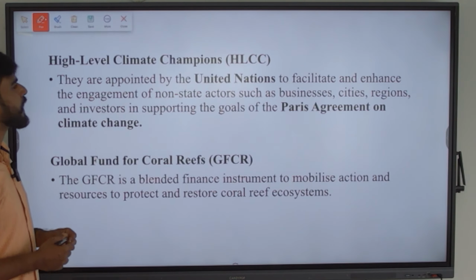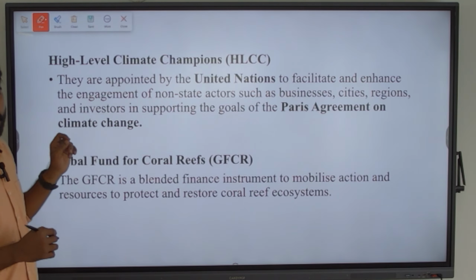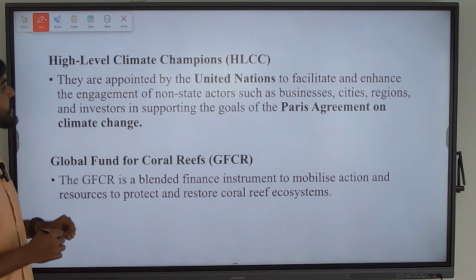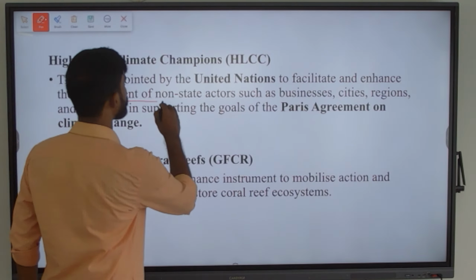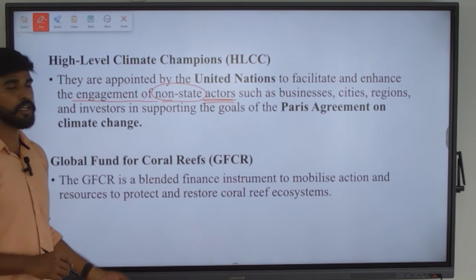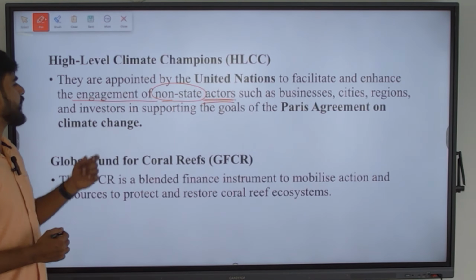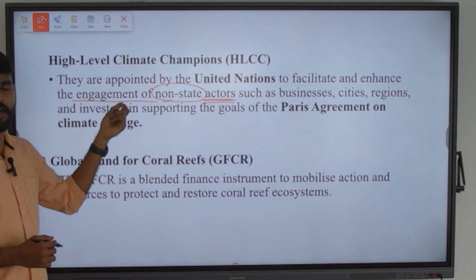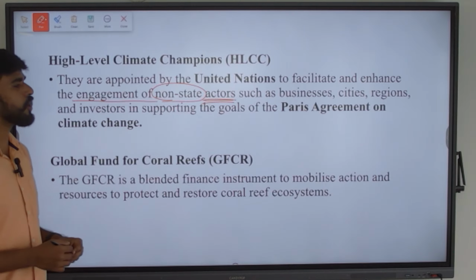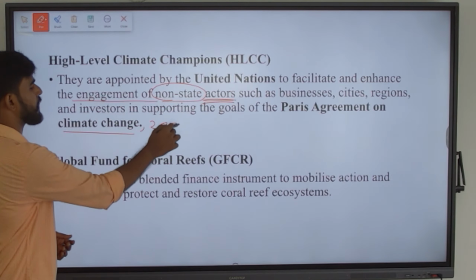One is the High Level Climate Champions. They are appointed by the United Nations. These High Level Climate Champions are appointed by the United Nations for what? To facilitate and enhance the engagement of non-state actors. This is important here. So they are going to engage non-state actors like businesses, cities, regions and investors. And how are they going to be integrated? For what purpose? For supporting the goals of the Paris Agreement on climate change, that is the 2015 agreement.